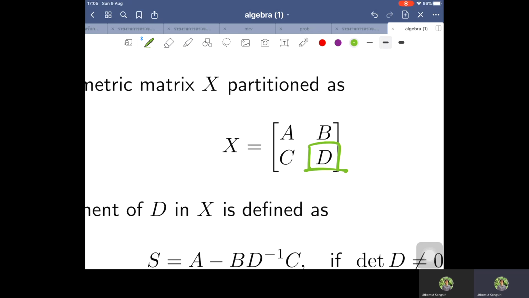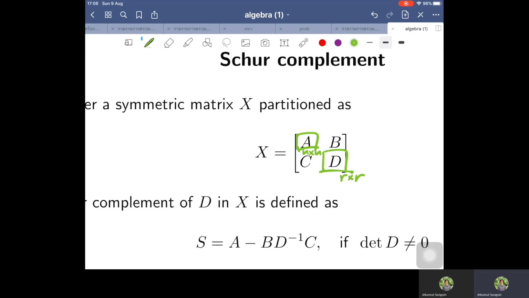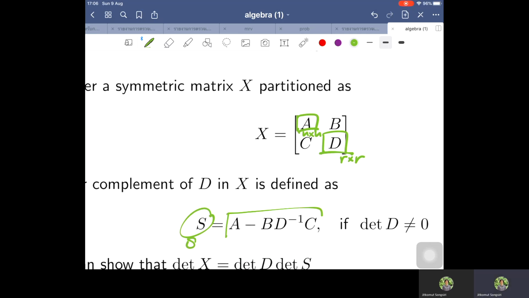First of all, let me assume D is r by r, and A is n by n. Let me use another variable so that my pronunciation is clear. Now, you see that S, which has this definition, is going to be a matrix of size n by n. This term needs to have the same dimension as A.